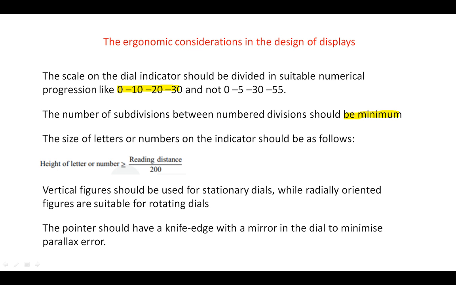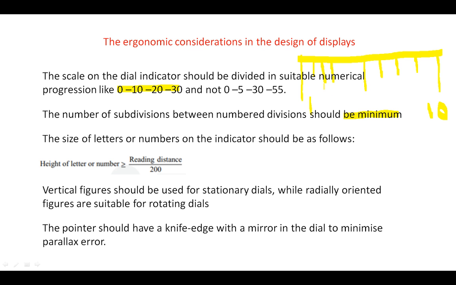Next is the number of subdivisions between number divisions should be minimum. This is also very important. Suppose this is a scale, and this is a main unit. Suppose this is a 1, and this is a 10. So in between there should be a subdivision. Likewise, these subdivisions should be minimum.